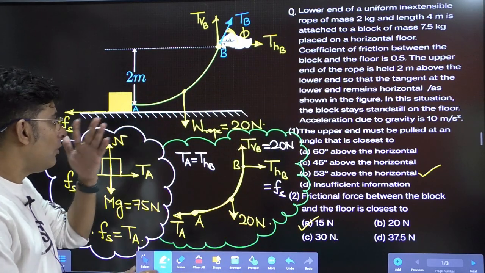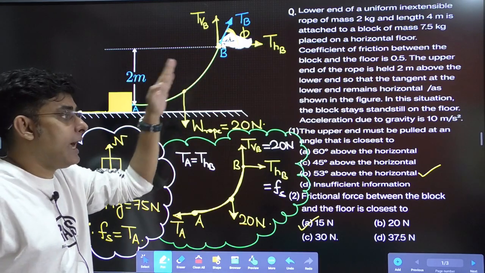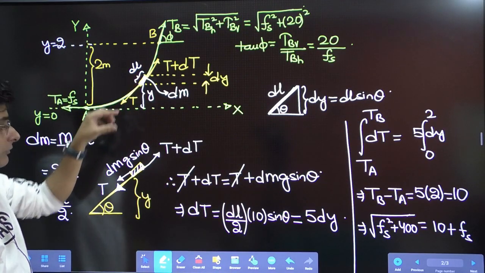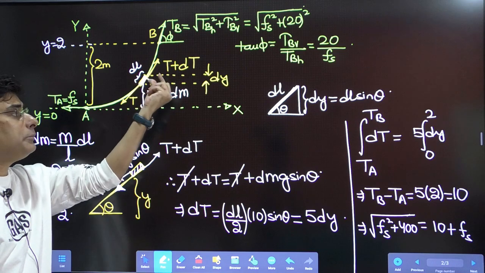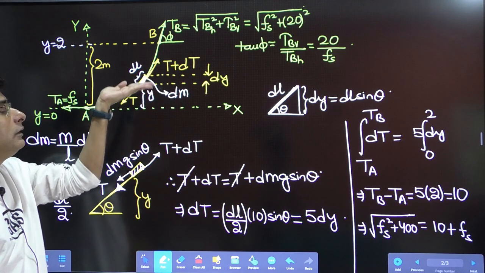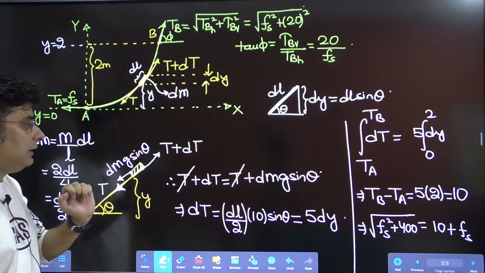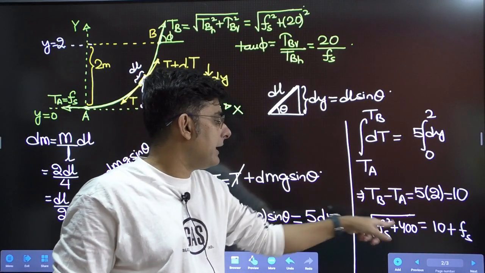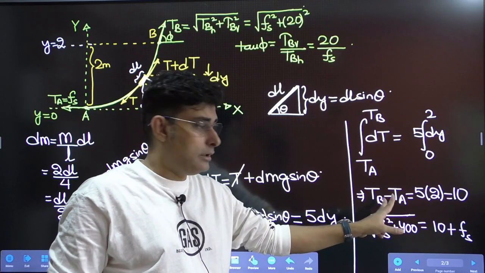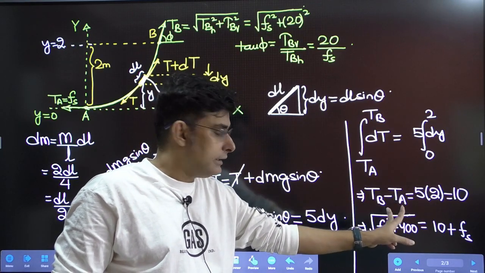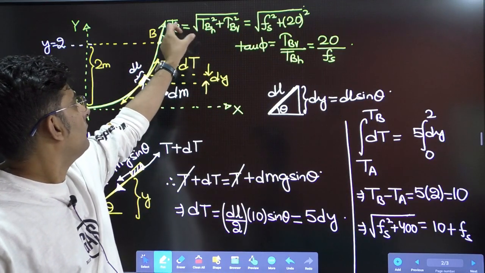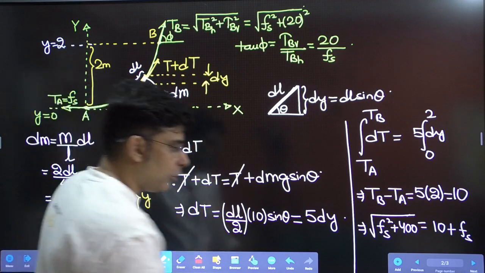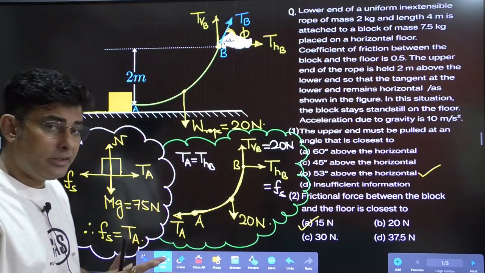I hope it is clear how in a massive rope tension varies from point to point, and in that case if there is a continuous variation, how we can find the tension varying from T to T plus dt when we go by a small change in height or small change in length. So when we equate the forces, we get an expression between dt and dy. Integrating, we get the difference between the tension at the highest and the lowest point. And when we substitute the values of TB and TA, we get the value of Fs. Once we know Fs, we know the angle also. So I hope this question is clear to all of you and you found this also interesting.